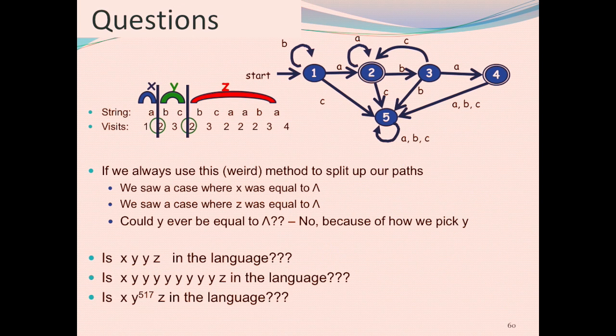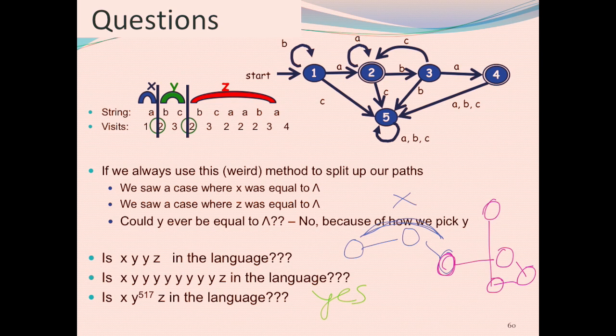Yes. Okay. What about XY to the 517 Z? Sure. Absolutely. So again, if the X part of my DFA, the X path through the DFA, is taking me on here, so this kind of covers the X piece. And then the Y piece starts here, takes me on a little journey, but ends up back there, right? That's the Y piece. And then the Z piece continues me on from here and takes me somewhere else, right?